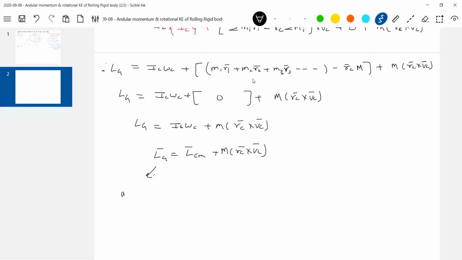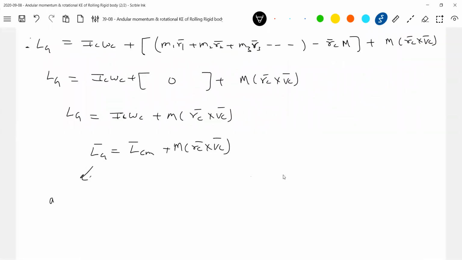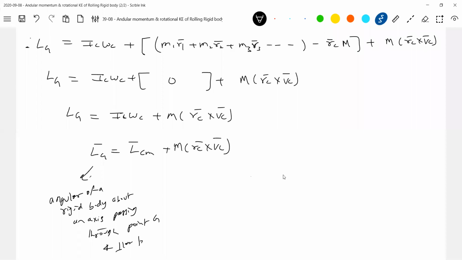I'll write down the statement. Angular momentum of a rigid body about an axis passing through point G and perpendicular to the plane of motion. So what should this be equal to?